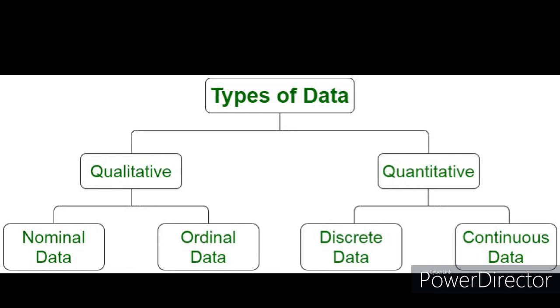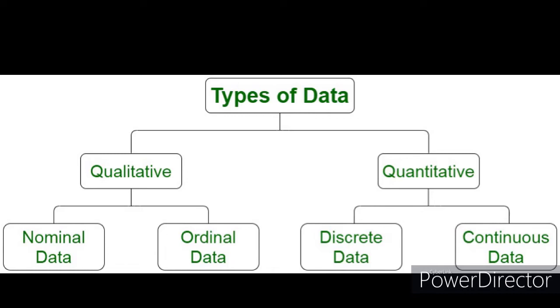Now let's move on to quantitative data. Quantitative data basically deals with numbers and things. You can understand that by the word quantitative itself. Quantitative is basically quantity, right? So it deals with numbers, with anything that you can measure objectively. There are two types of quantitative data: discrete and continuous data.